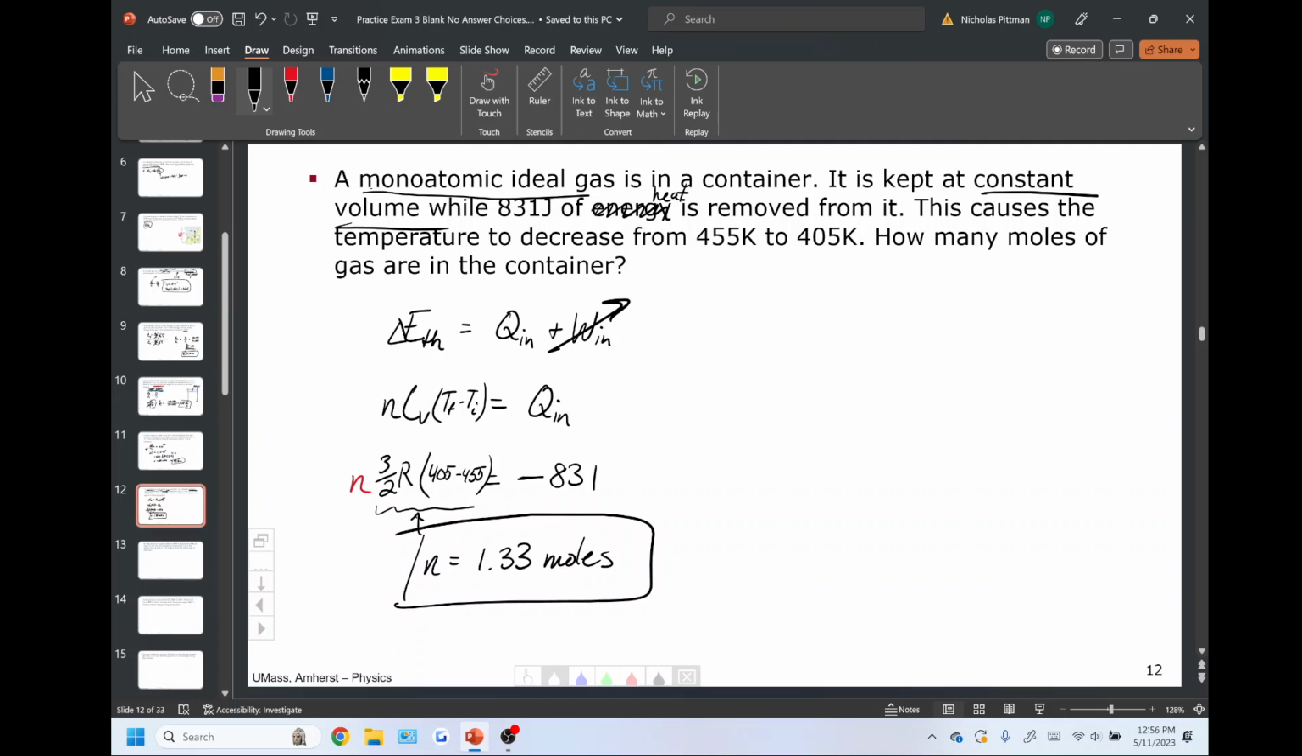So again, the hint here was that we talk about heat removal, and we're told constant volume, which means, heat removal means you've got to look at the first law probably, and then constant volume means that the first law simplifies because work in is 0. So you have this nice, easy first law.